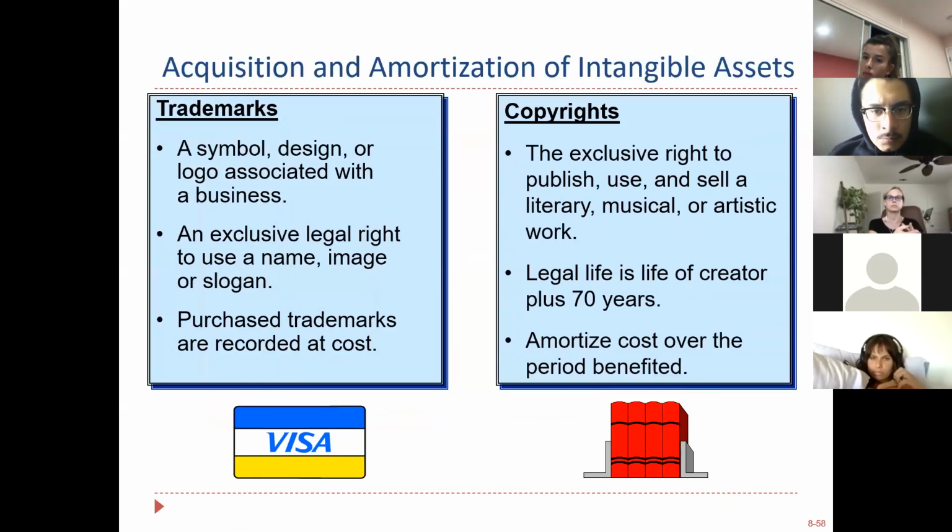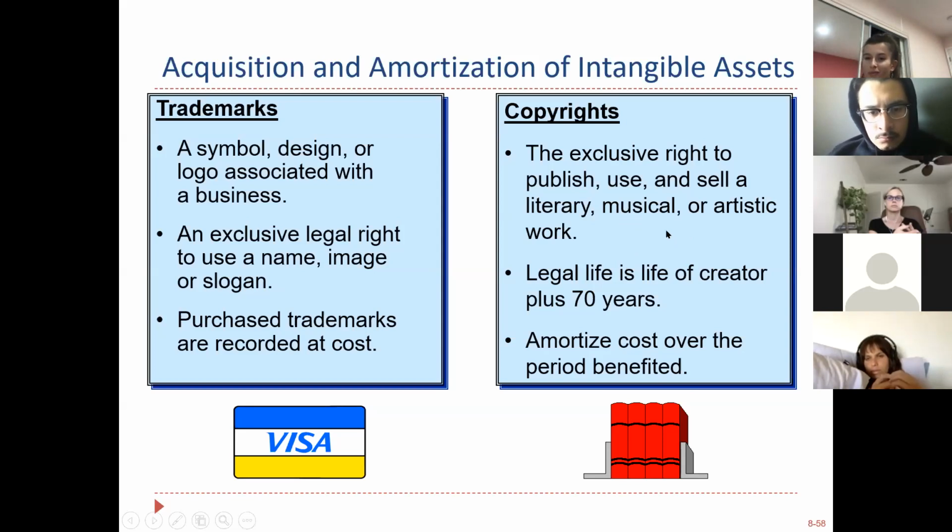And what are some of the different things? Trademark, Visa, the McDonald's arches, a symbol, a logo, an exclusive legal right. Record them at cost. Copyrights: you publish a book, and the legal life is the life of the creator plus 70 years. So you're pretty well covered there, huh? After you die, 70 years after you're dead, no one can steal that from you, right?